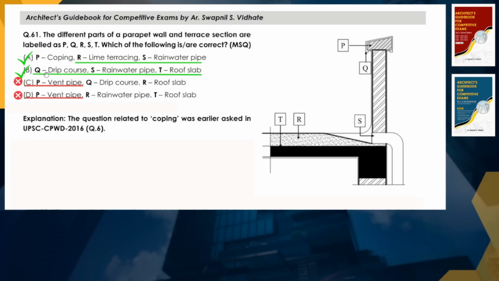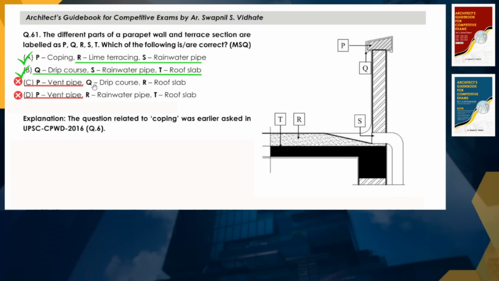Option B says Q is the drip course, which is provided at the bottom of coping so that the rainwater which is coming will not flow on the parapet wall. It will drop down from this drip course, right? So Q is the drip course, which is again the correct term. S is the rainwater pipe, which is also mentioned at option A, which is the correct pair. T is the roof slab, which is again the correct one. So option C and D are incorrect because they have mentioned P as the vent pipe.